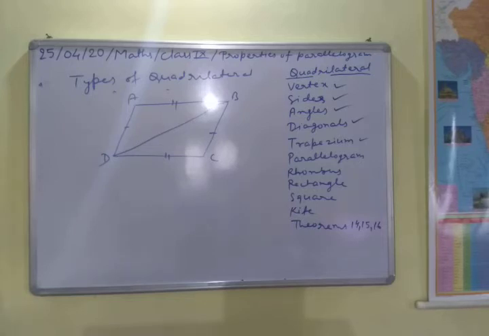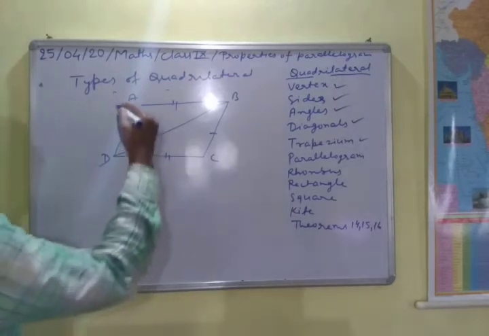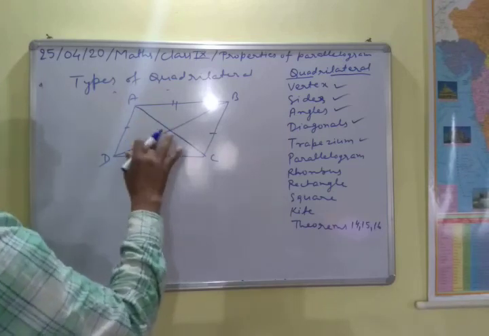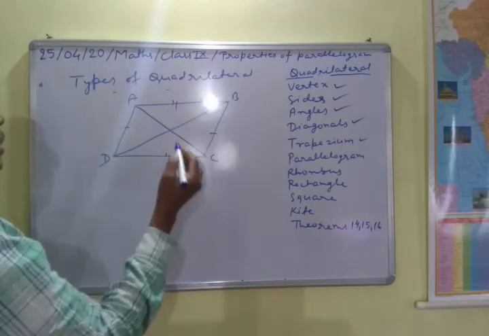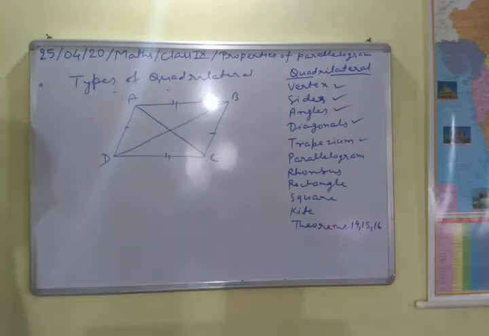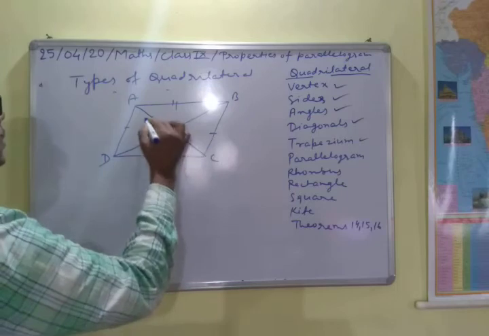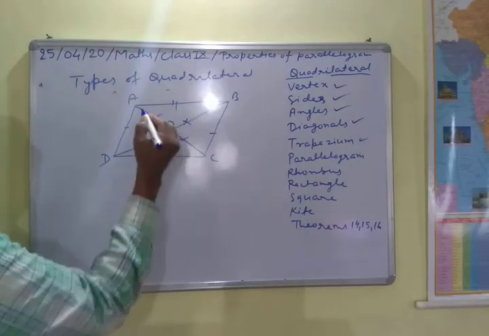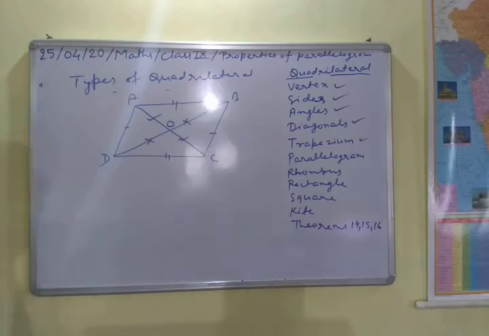The next theorem is that the diagonals bisect each other. Like here, these two are the diagonals. Then we will prove that these two bisect each other, means that here this and this are equal, and this and this are equal, and this is the intersecting point of the diagonals. So how can we prove it here?